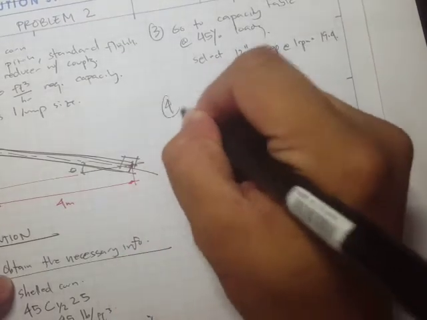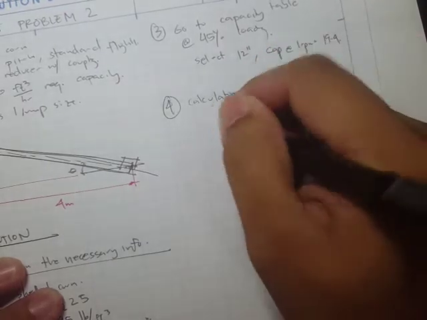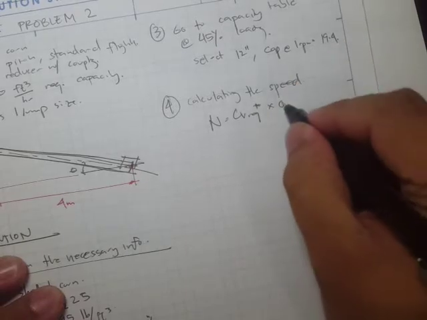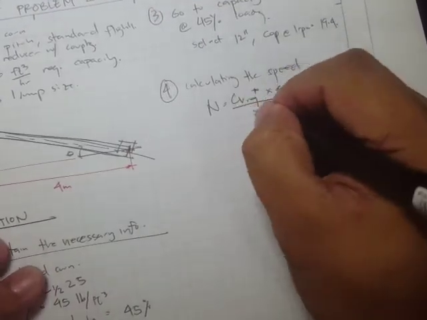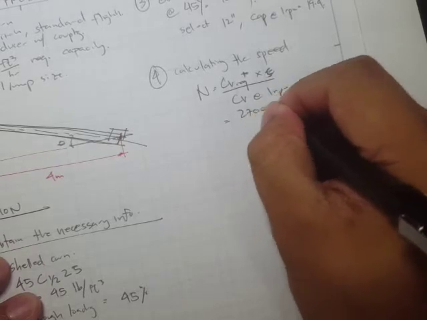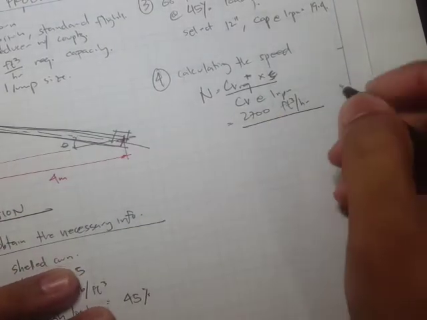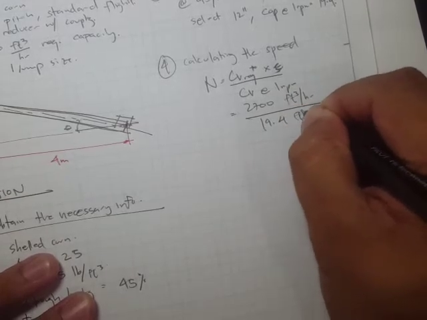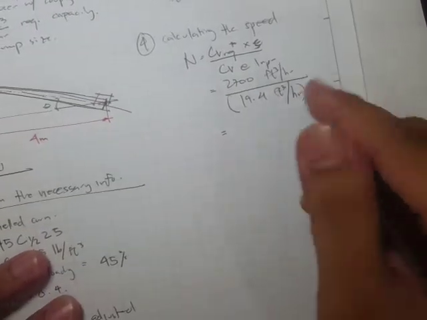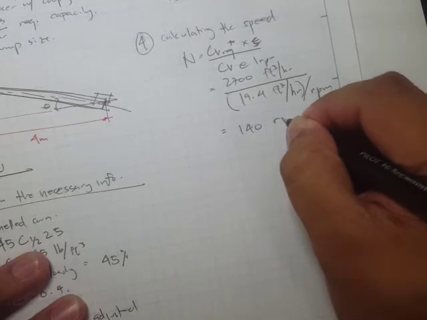Okay, so now let's solve for the speed. Calculating the speed, that's just n is equal to CV required, the adjusted, times the capacity factor, divided by CV at 1 RPM. So it's just 2,700 feet cube per hour divided by this 19.4 feet cube per hour per RPM. Okay, and what we get is, you can round it off to 140 RPM.